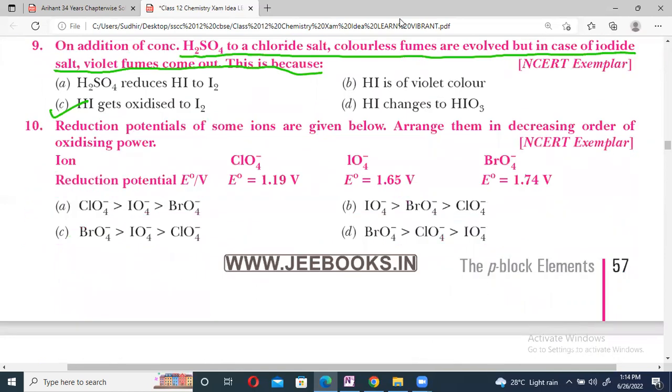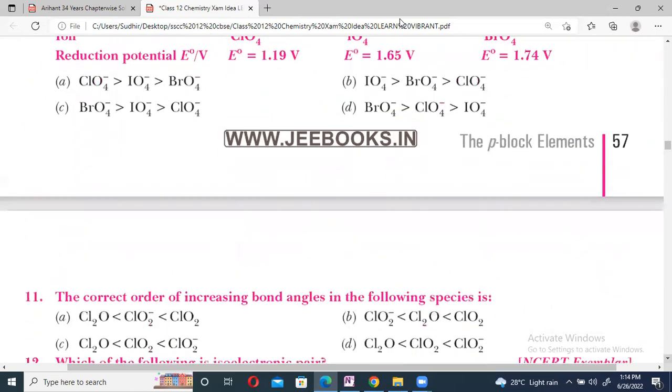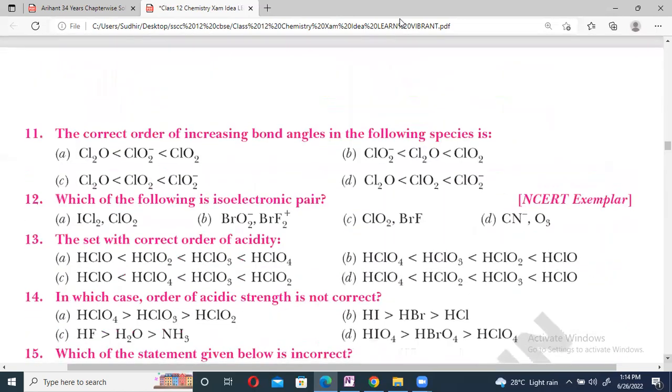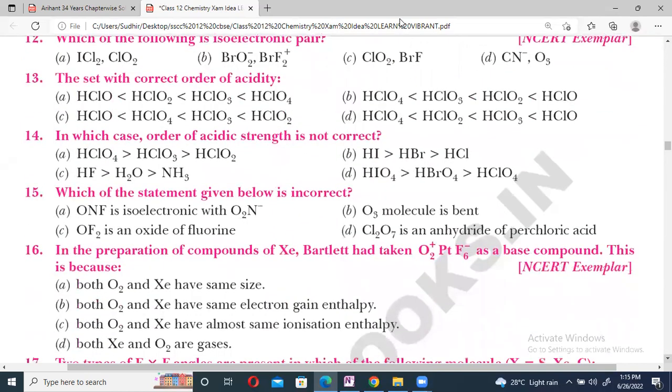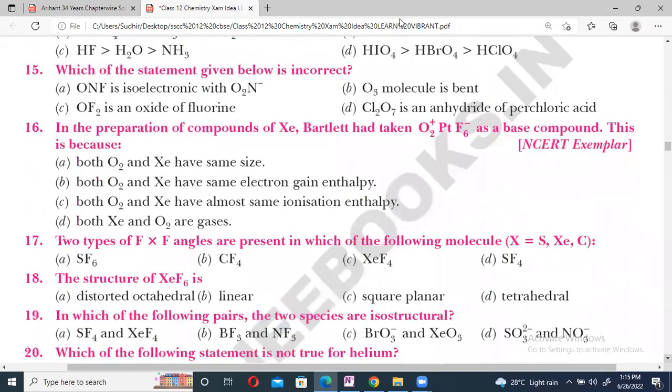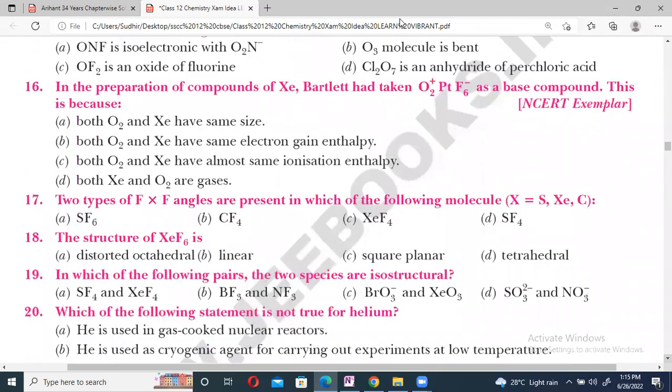Then question number 10, no need, beta. It is 17th group. 11th also 17th. 17th group, 17th group. 15th also same thing like that. Then 0 group. Then 17, if you will see here.